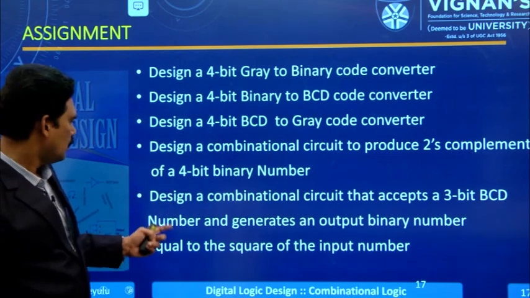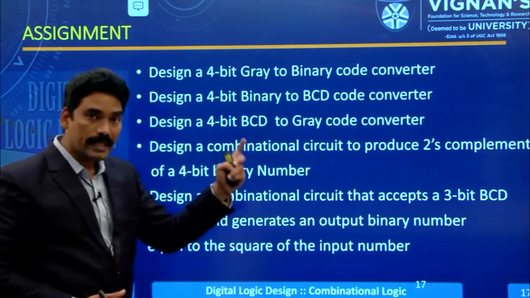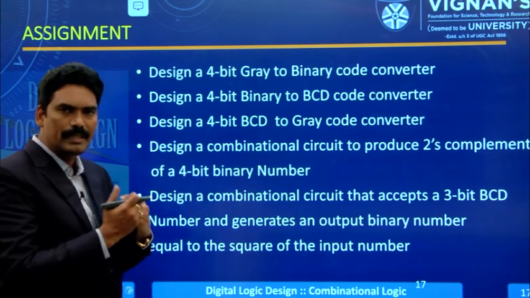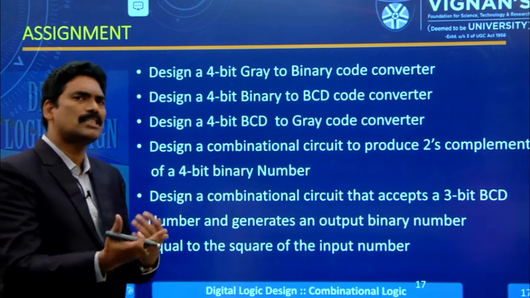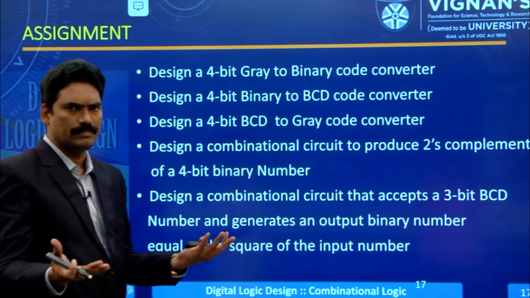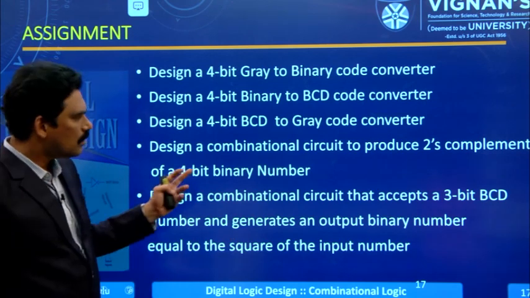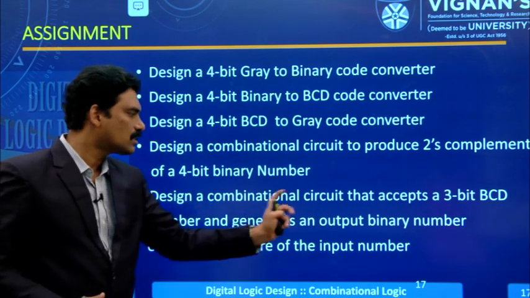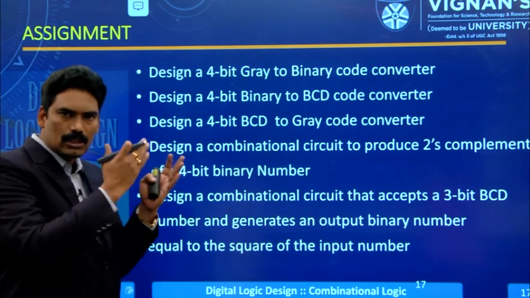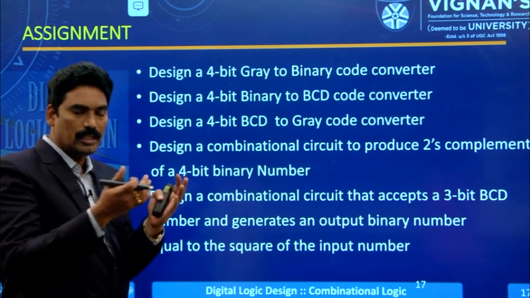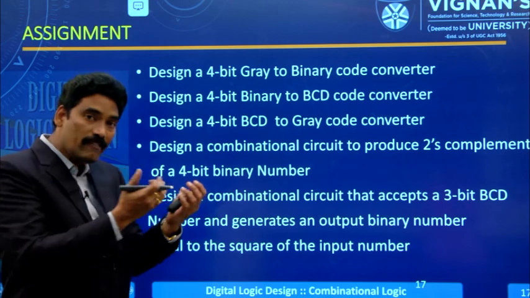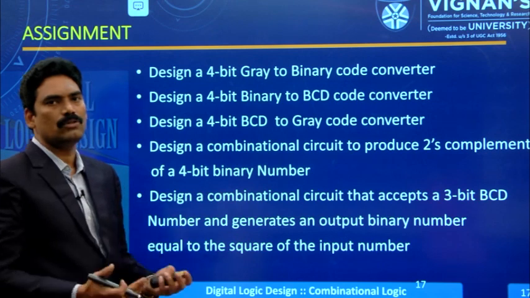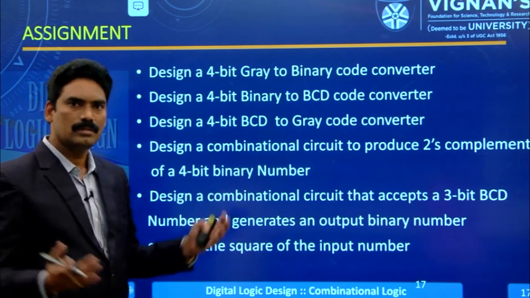And the last one is design a combinational circuit that accepts a 3-bit BCD number. How many combinations will be there for 3-bit BCD? Up to 7, that is 111. It generates an output binary number equal to the square of the input number. If the input is 0 0 0, the square is 0 0 only. If 0 0 1, the square is 0 0 1 only. If it is 0 1 0, that is 2, we have to write 4 there. Like that we have to design the circuits, right. Thank you.